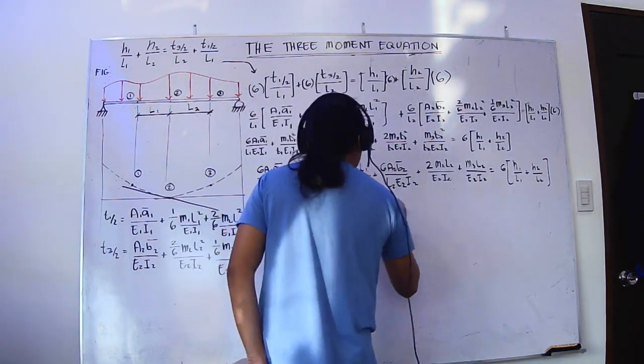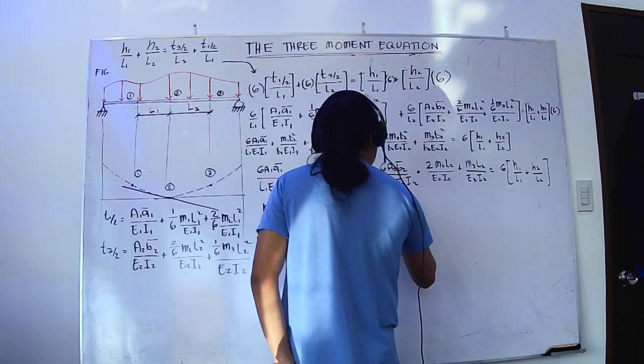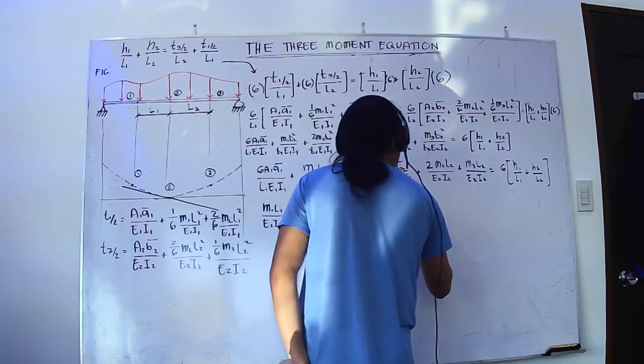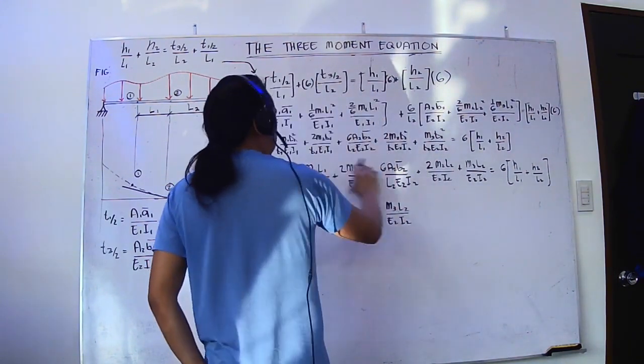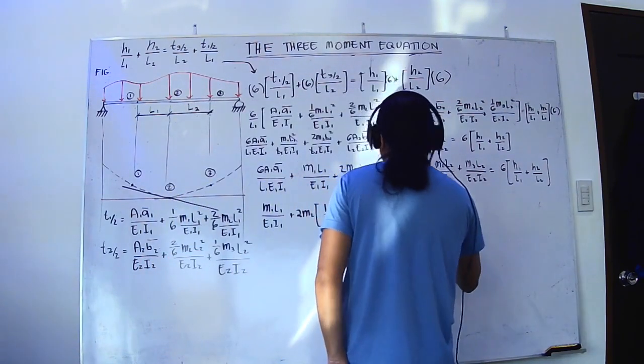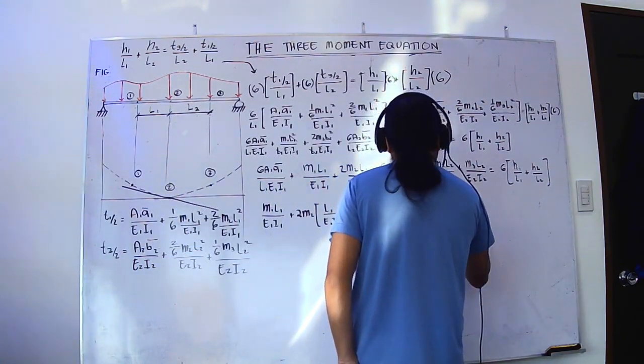Plus M3 L2 over E2 I2. So, earlier, this is the moment areas.